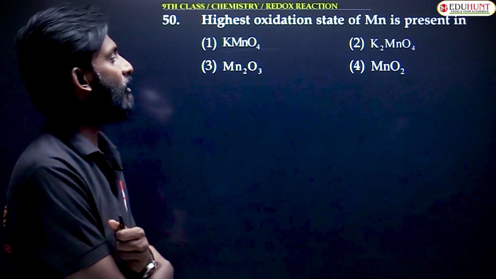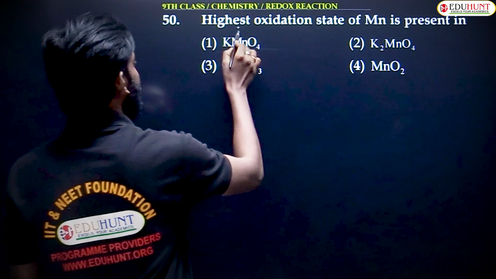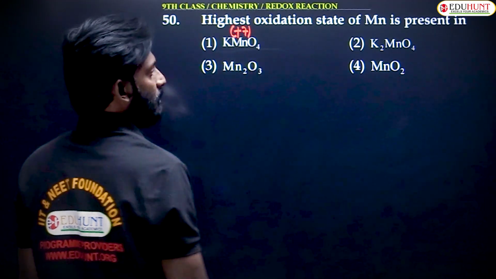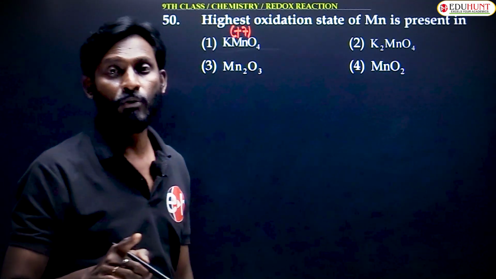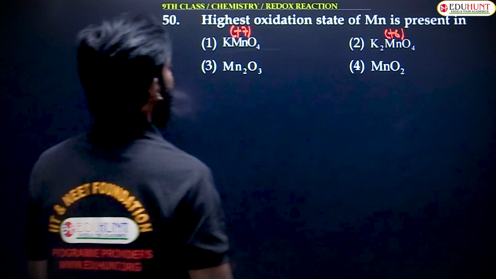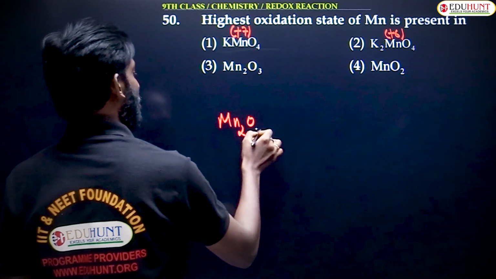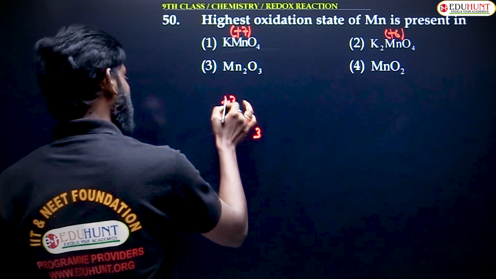Highest oxidation state of manganese is present in which? So this is potassium permanganate. I explained in the previous question, plus 7 state. K2MnO4, potassium manganate. Here manganese will be in plus 6 state. Mn2O3. Here manganese will be in plus 3 state.